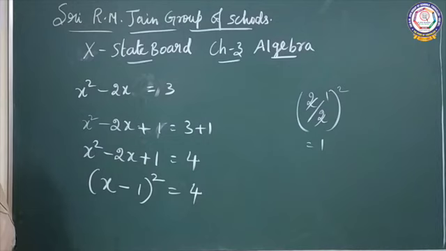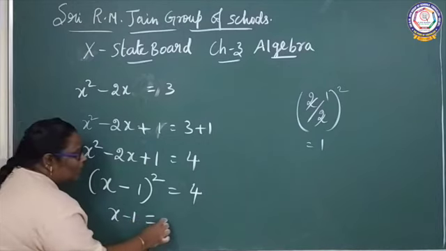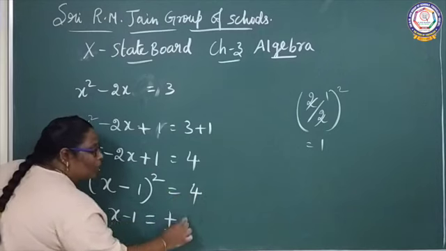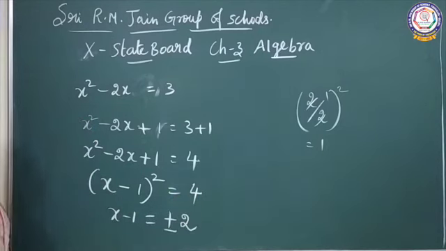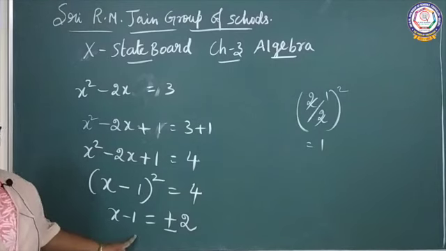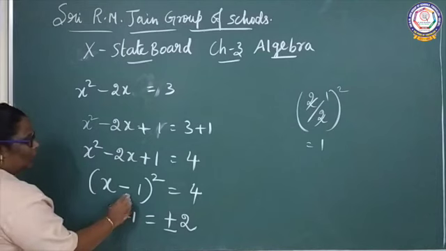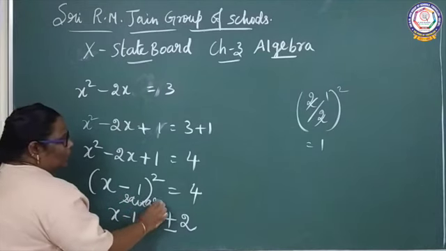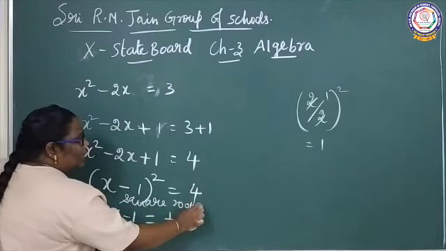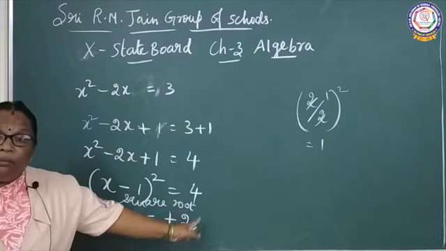Taking square root on both the sides. What is the answer you are getting? x minus 1 equal to plus or minus square root of 4. Square root of 4 is 2. Taking square root on both sides, what is the value you are getting? x minus 1 equal to plus or minus 2.